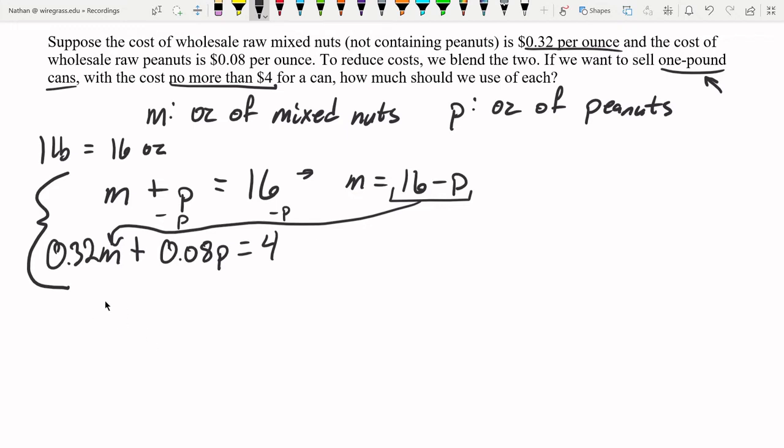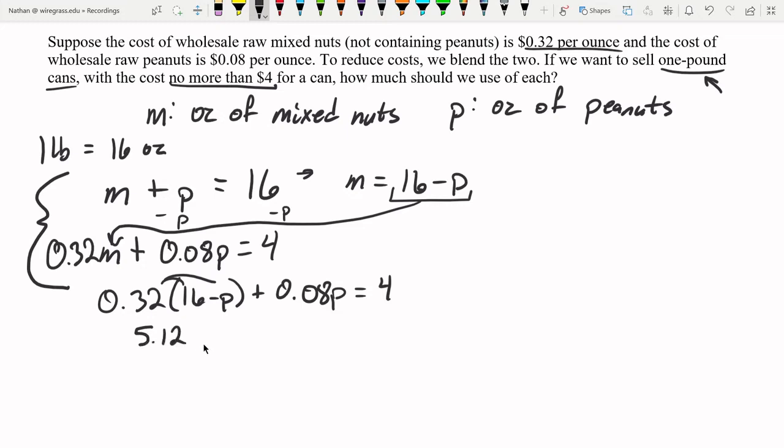That allows me to write out this equation, 0.32 times (16 minus p) plus 0.08p equals 4. And it just so happens that this is a linear equation with one variable. And I can solve this thing by getting the variable by itself, like we've always done. So solving that, I'm going to distribute the 0.32. We need to get rid of the parentheses. Okay, let's see what 0.32 times 16 is. 5.12. 0.32p plus 0.08p equals 4.